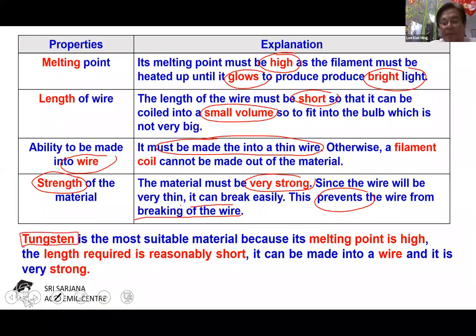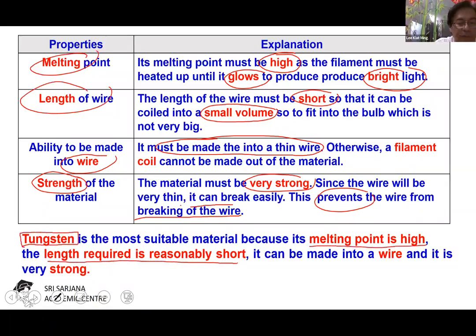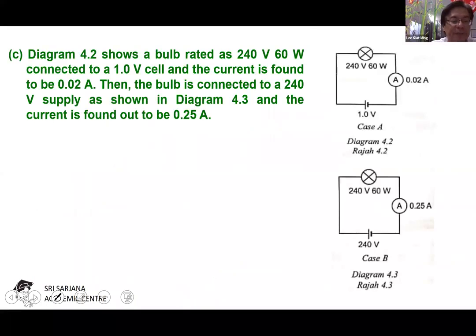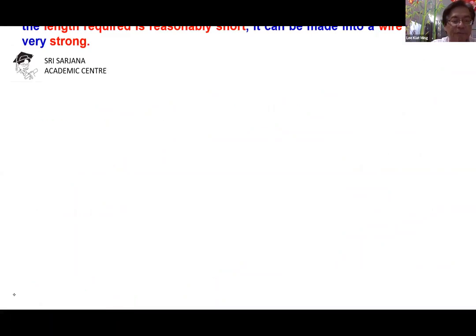Then you repeat now. It has a high melting point. It does not have a long wire, because we know we want it to be short. You mention the length of the wire must be short. It can be made into wire. And finally, the material must be strong. And then you will be able to get all the marks. Clear? And of course, I think we will stop there. The last one is not very important.